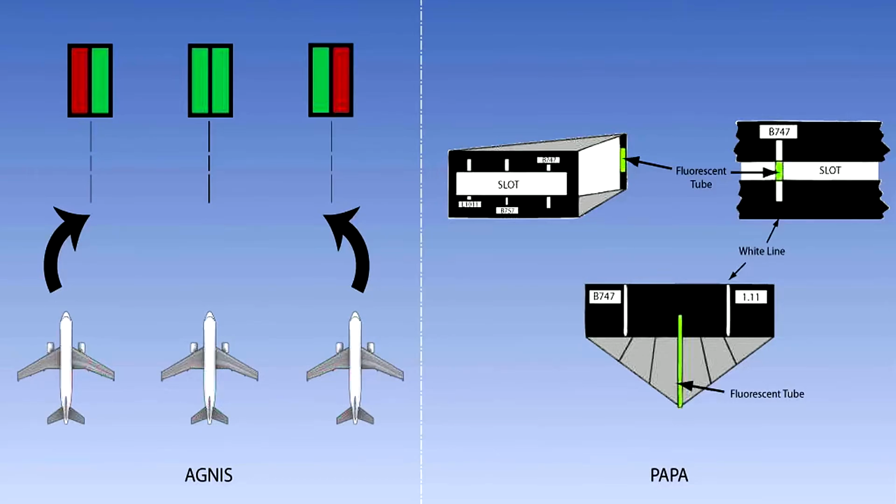Commonly used VDGS are the Azimuth Guidance for Nose-In Stands, or AGNIS, supported by the Parallax Aircraft Parking Aid, or PAPA. In some cases, mirrors are installed to permit a pilot to view the position of the nose wheel of the aircraft relative to the stopping position.